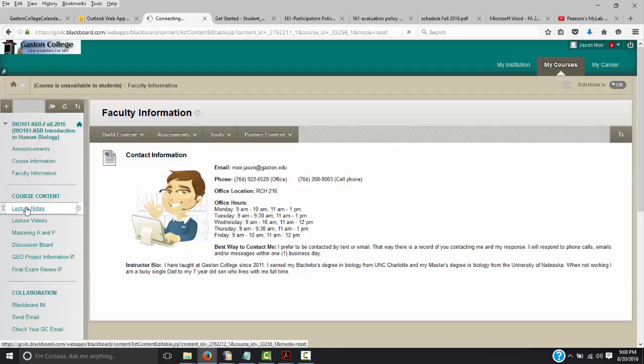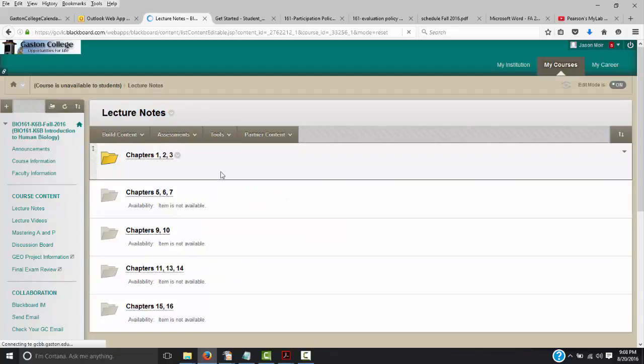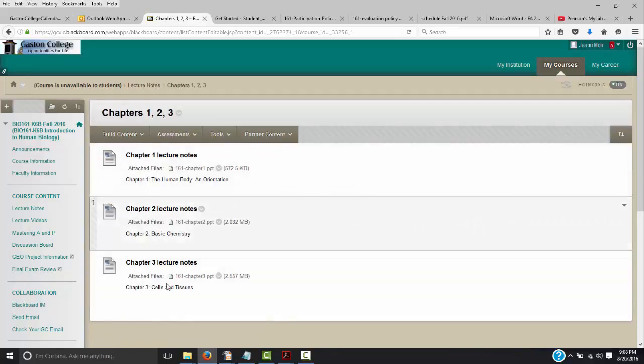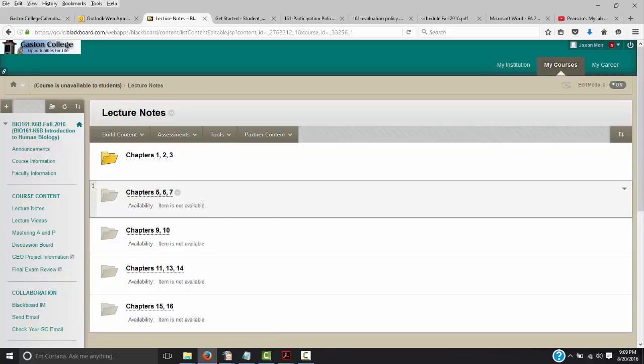Now here, lecture notes. These are broken up by either groups of 2 or groups of 3 chapters at a time. And all the notes are in PowerPoint format, and they're all listed like this. And the notes will be posted before we start that week's material. So as of right now, chapters 1, 2, and 3 are already available. So before you start chapter 5, this information will be posted also.